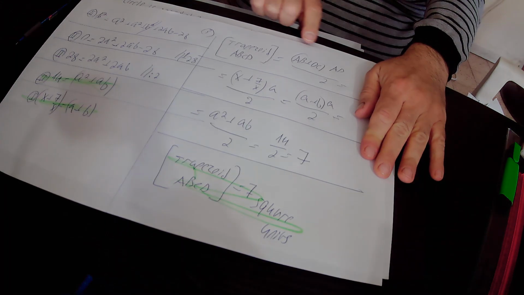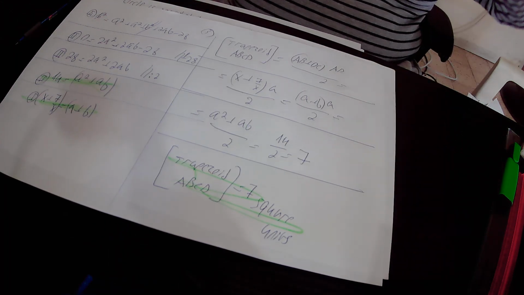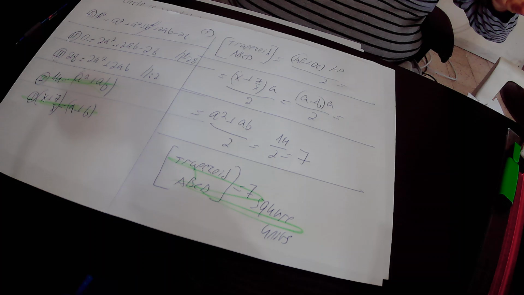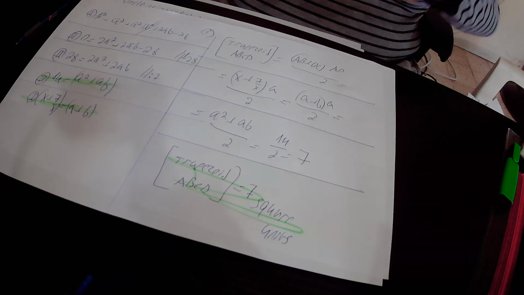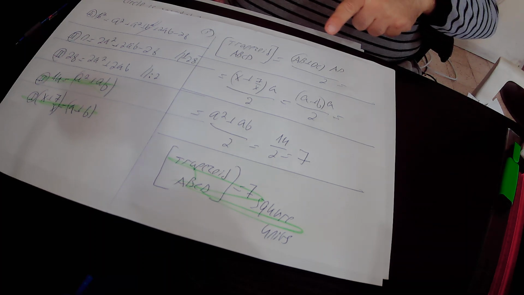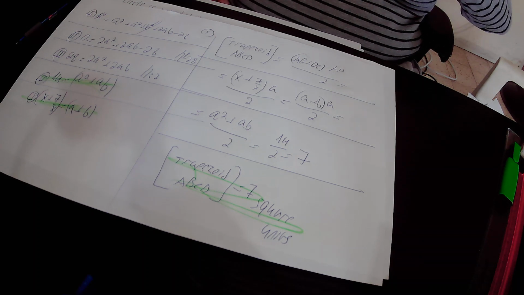So the height to the base is AD, over 2. So in conclusion, we actually found out that the area of trapezoid ABCD equals AB plus DC, that is the sum of the two bases, times the height, that is AD, over 2.